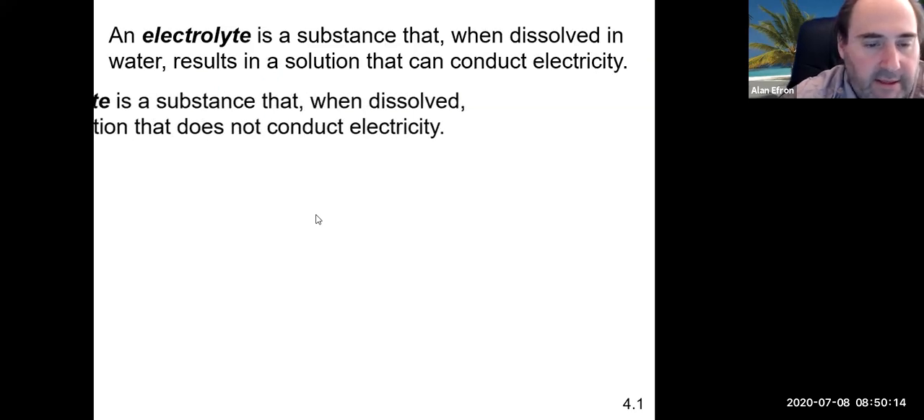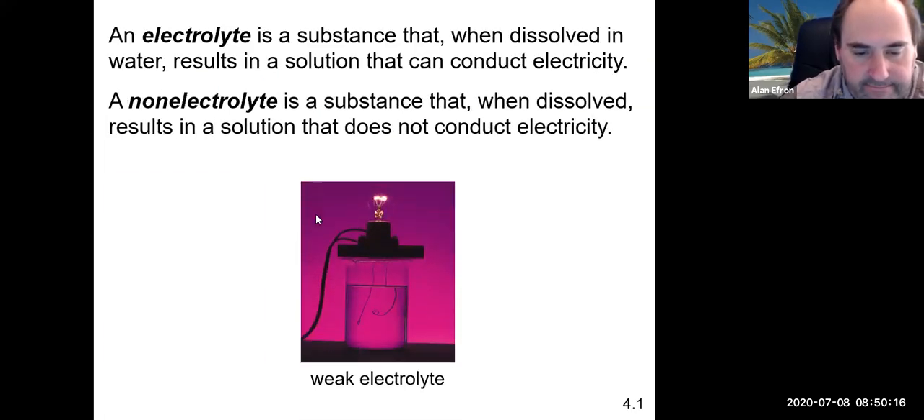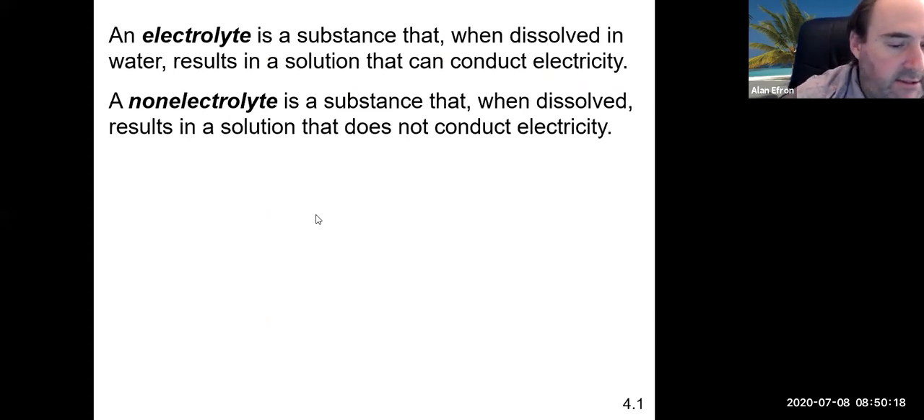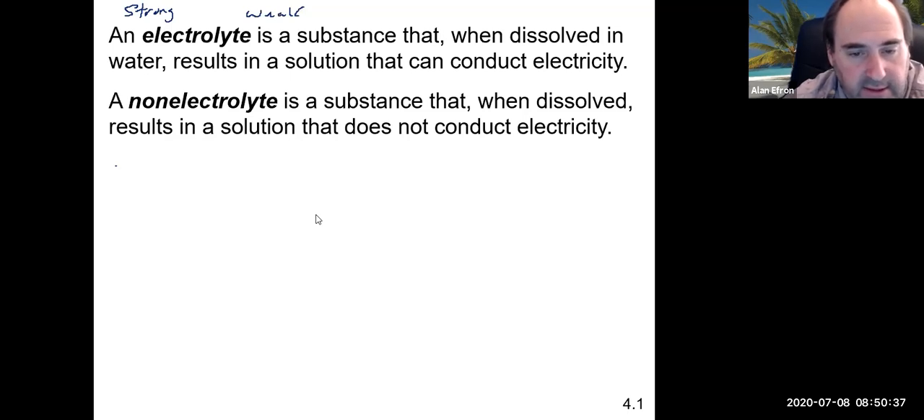So let's talk a little bit about electrolytes. Electrolytes are basically substances that, when they dissolve in water, can conduct electricity. And as we'll see, there's really three types of electrolytes. There's strong electrolytes, there's weak electrolytes, and there's really non-electrolytes, like what we've got there on the bottom.